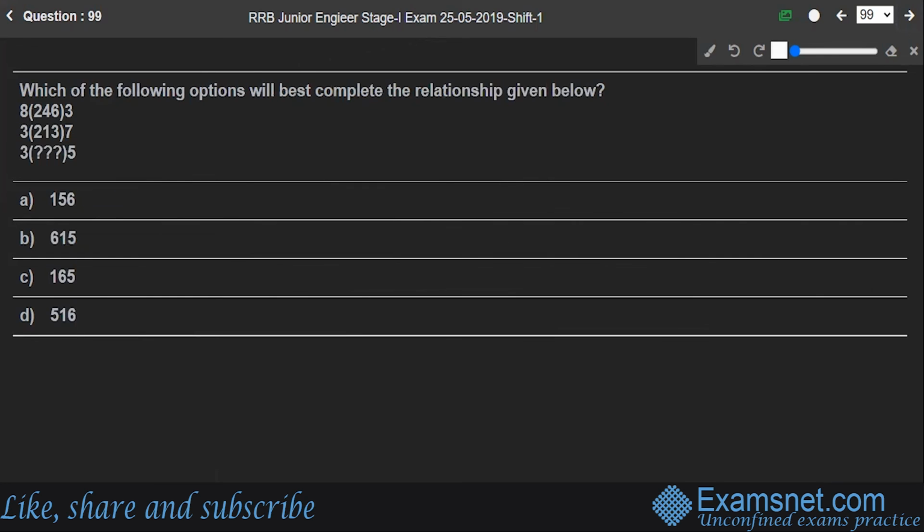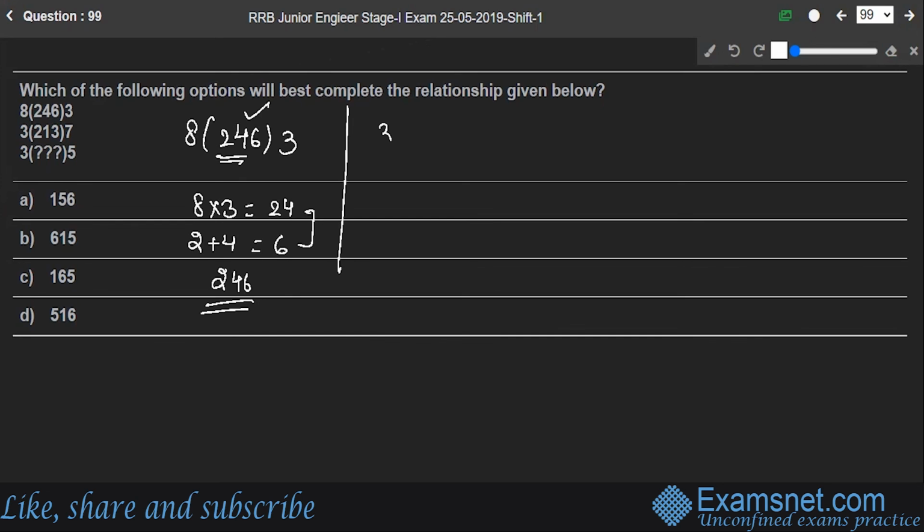Next is question number 99. Which of the following options will best complete the relationships given below? Let's try and understand them. The first one given to you is 8, 3, 246. You notice something: 8 threes are 24, and 2 plus 4 gives you 6. So this gives you 246. Let's move to the second one. You have 3, 7, 213. So 3 sevens are 21, and 2 plus 1 gives you 3, which is equal to 213.